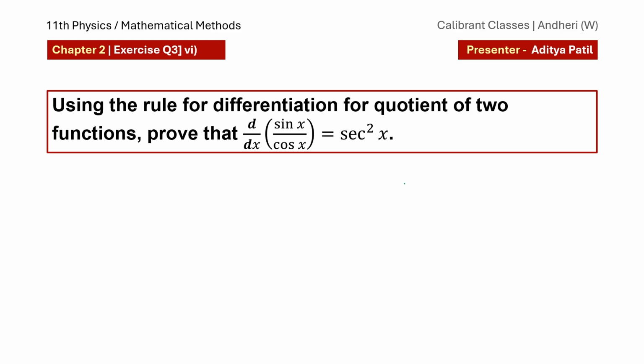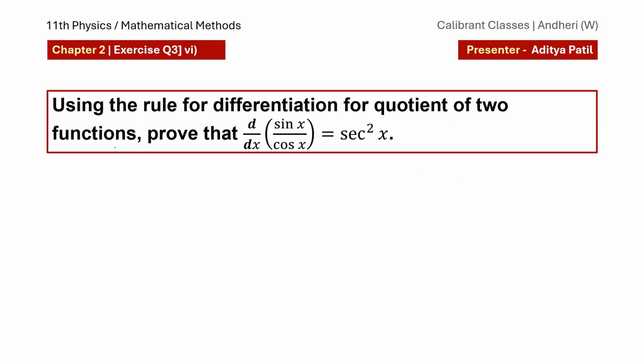Now, one method could be that we write sin x upon cos x as tan x, and if we calculate the derivative of tan x, it does come out to be sec square x, and we can say hence proved. But this is not valid because the question specifically says to use the rule of differentiation where we have a quotient of two functions.